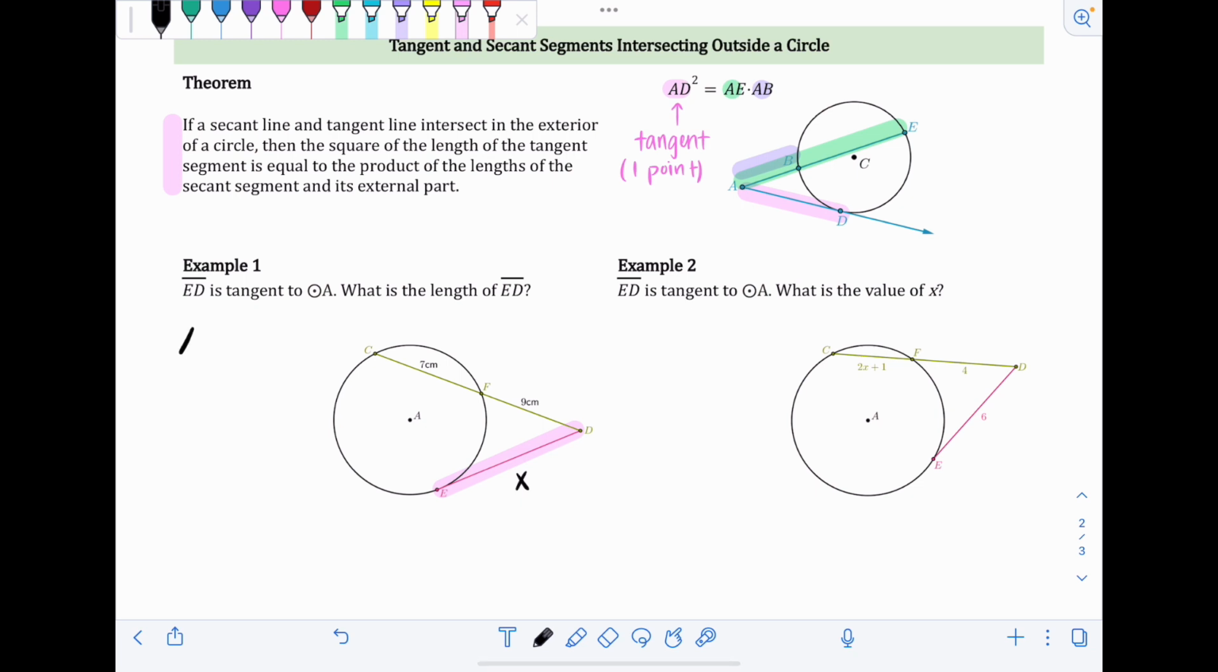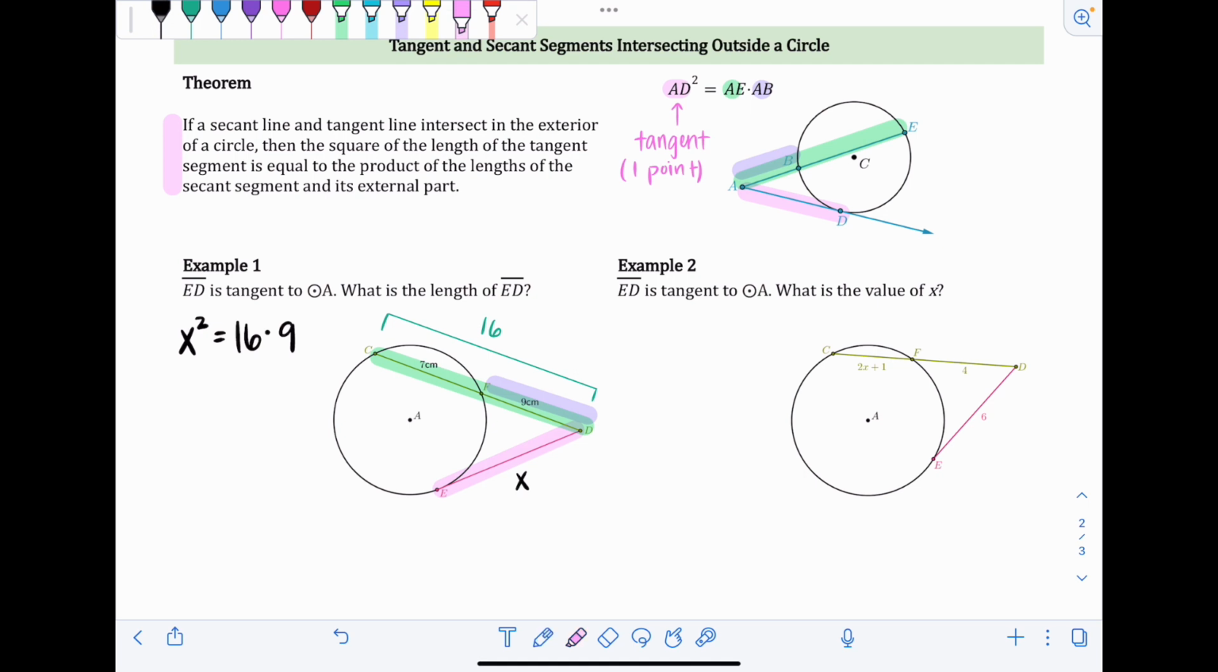So when we set up our equation, it would be x squared equals, and then we're supposed to set it equal to the product of the length of the entire secant segment. So the entire secant segment is 7 plus 9, so that would be 16. So equals 16. And then times just the external part. So just the external part of that segment is the 9, so we do 16 times 9.